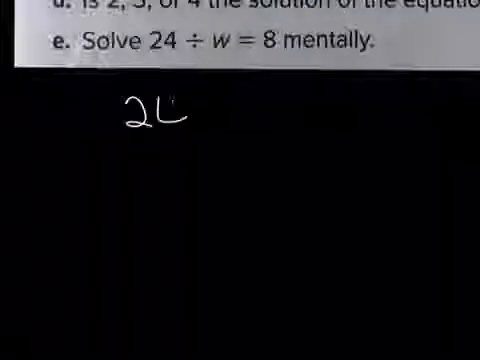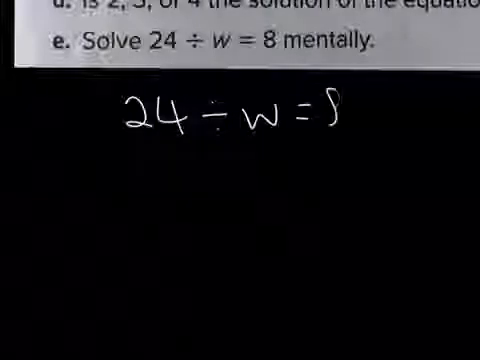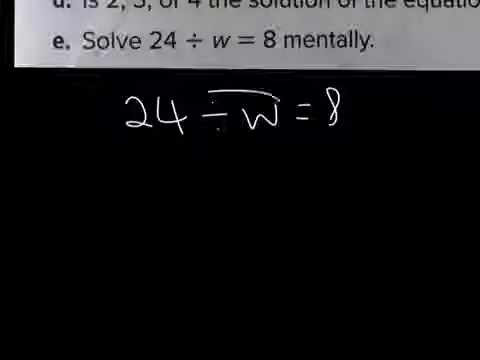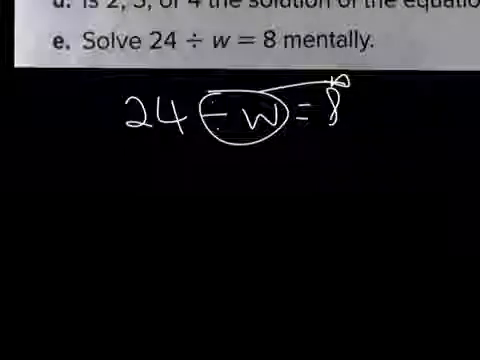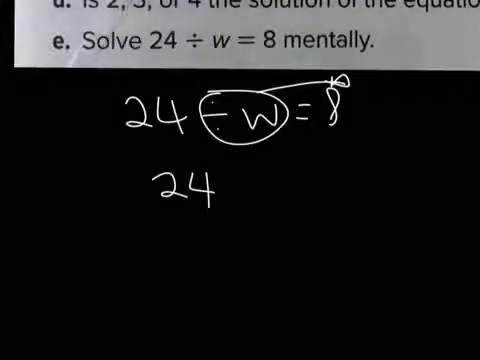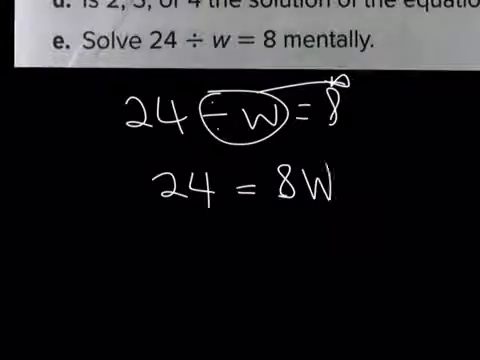And for the next one, we have 24 divided by w equals 8. Remember, bring this over to the other side. I know that we're not isolating it just yet, but this is an additional step we have to take because it's a division problem. Equals 8 times w, right? The opposite of division is multiplication.